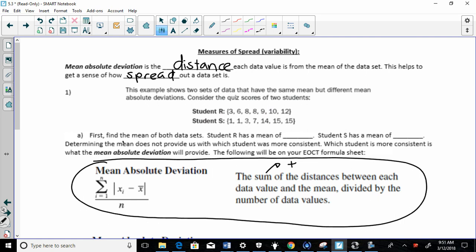And so here are our test scores. We have student R and student S. Instead of typing it 2 different times, if you're doing it in the list, use one as L1 and one as L2 when you're typing it in. So you can use L1 and L2 when you're typing in your data numbers, because you're finding the absolute deviation of both student R and student S.